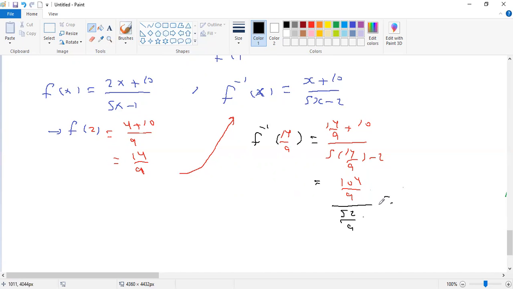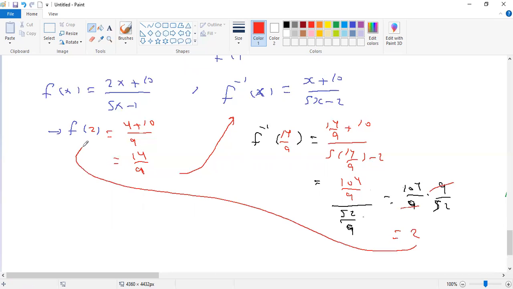So this is equal to 104 over 9 times 9 over 52. Now we can cancel this 9 with this 9, and 104 over 52 is equal to 2. So f of 2 is 14 over 9, and f inverse of 14 over 9 will be 2.